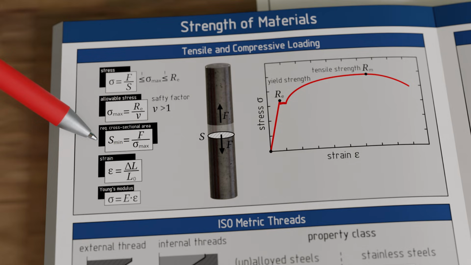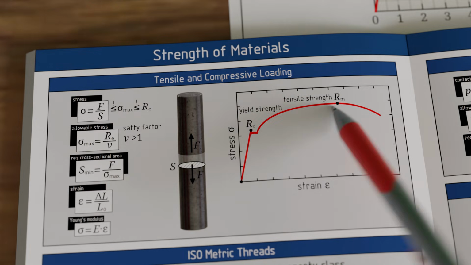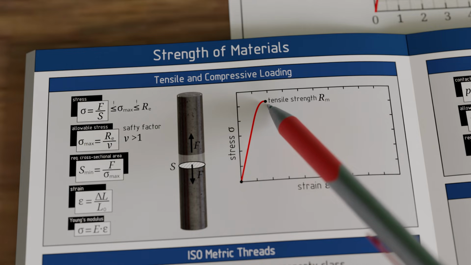Note that components do not always have to be designed against permanent deformation, where the yield strength serves as the governing strength parameter. In some cases, components can also be designed against fracture, for example with shear pins which are intended to break at a defined overload. In such cases, the tensile strength serves as the governing value. Also, for very brittle materials, such as cast iron, where a yield point is very difficult to measure, the tensile strength is usually used as the strength limit value instead.